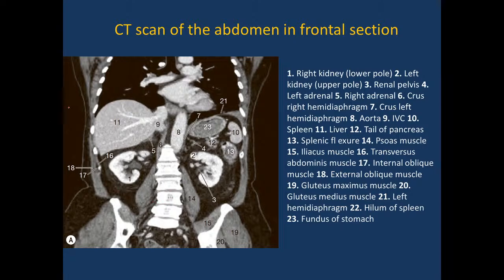CT scan abdomen in frontal section. Usually you see all of the organs of the abdominal cavity, even vertebra and pelvis. So here is heart, liver, spleen, kidneys, psoas muscles, and etc.